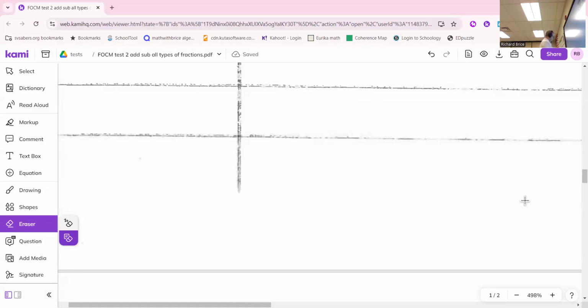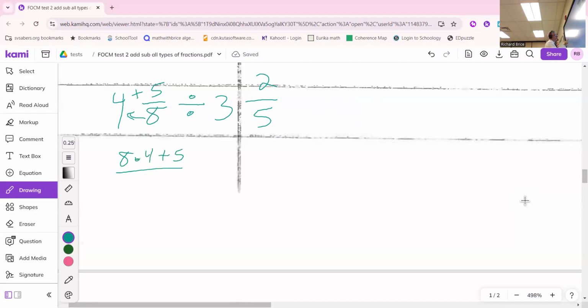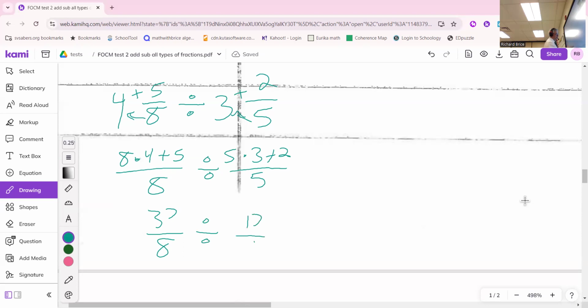Now let's do a division question, like number 4. 4 and 5/8 divided by 3 and 2/5. Before we do multiplication or division, we turn them into improper fractions, which means 8 times 4 plus 5, all over 8, divided by 5 times 3, then plus 2, all over 5. This is 32 plus 5, 37 over 8. I'm a little bit sleepy, so correct me if I make a mistake. 15 plus 2 is 17 over 5.